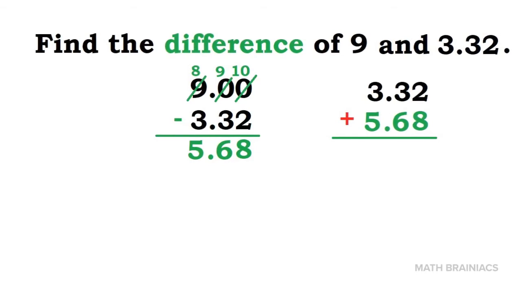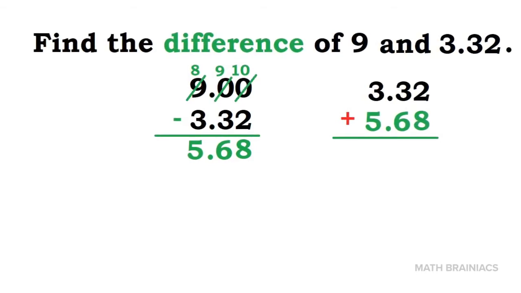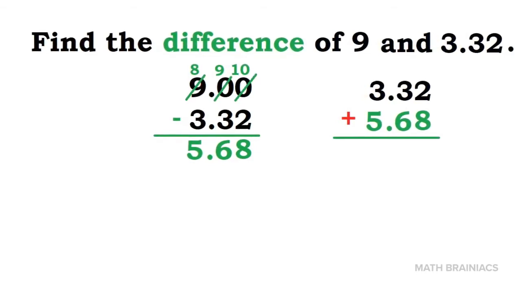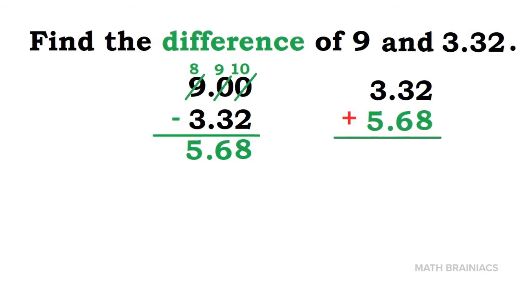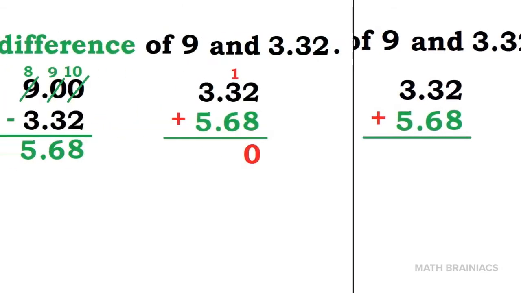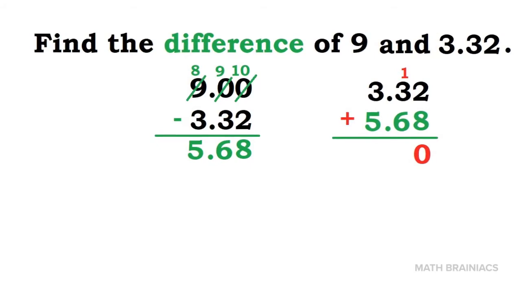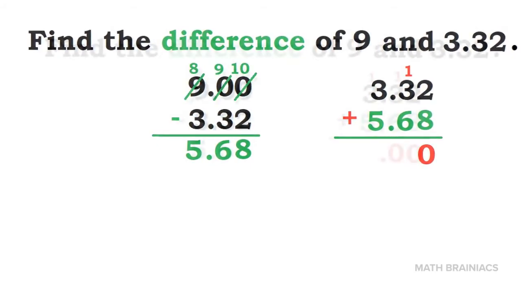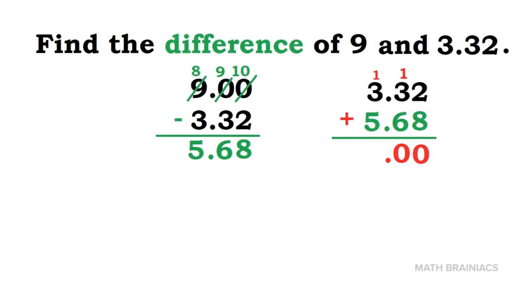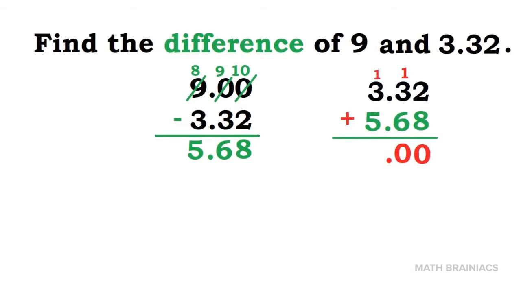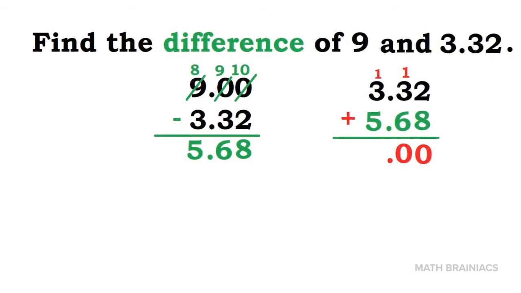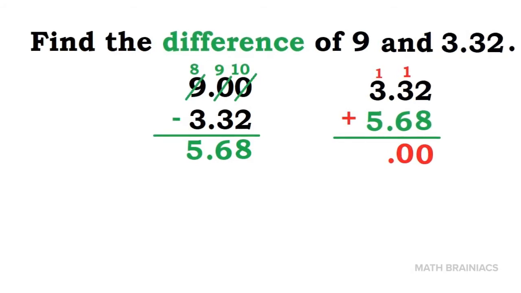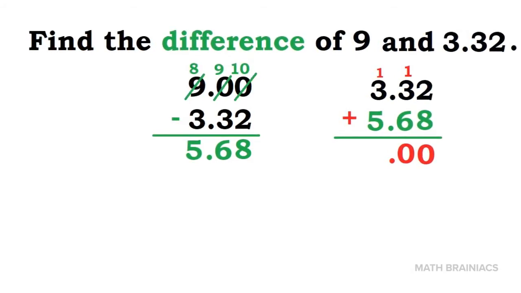Let us check if our answer is correct. We are going to add the subtrahend and the difference. So, 3.32 plus 5.68. 8 plus 2 is 10. We're going to write down the 0 and carry over the 1 on the 3. 3 plus 6 is 9, plus 1 on the carried over number, will give us 10. Therefore, we're going to write down the 0 and carry over the 1 on the 3 again.